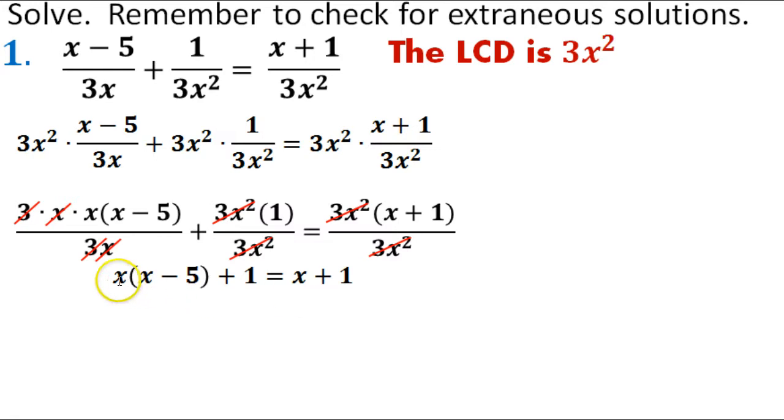All right, now what I'm going to do is go ahead and distribute this x here. X times x gives me x squared. And x times negative 5 gives me negative 5x. Okay, and everything else remains the same.